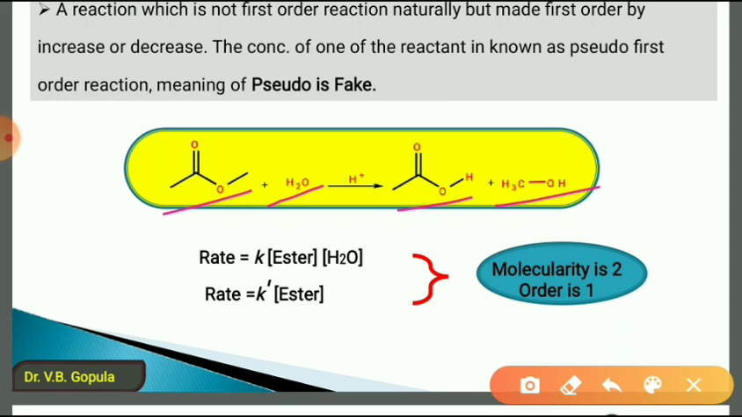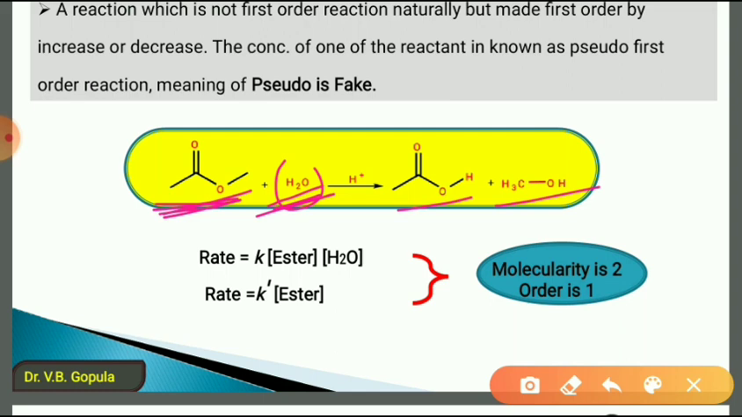But here if you see, there are two molecules, water and the ester, so the molecularity of the reaction is 2. But if you consider this reaction, the water used here is in very large excess, that is, a greater amount of water is used as compared to the methyl acetate. That's why the concentration of the water molecule remains the same throughout the entire reaction. That's why the order of this reaction is 1.